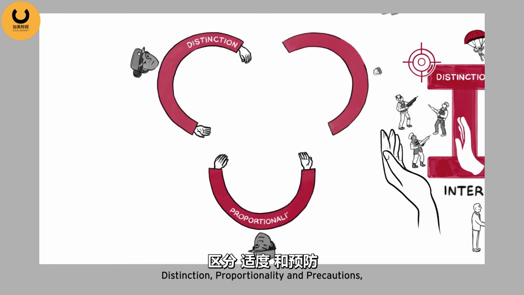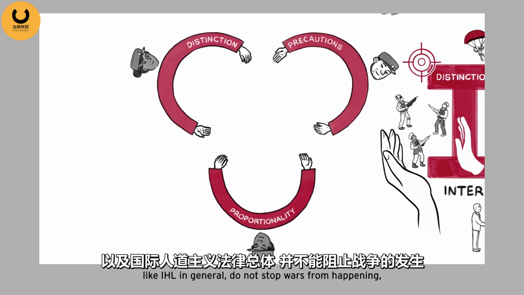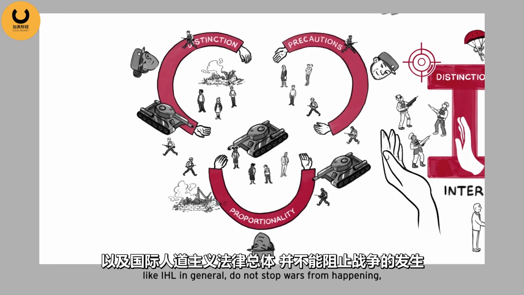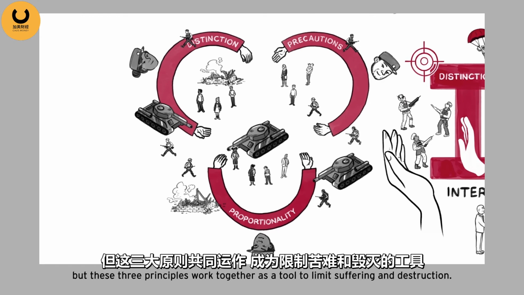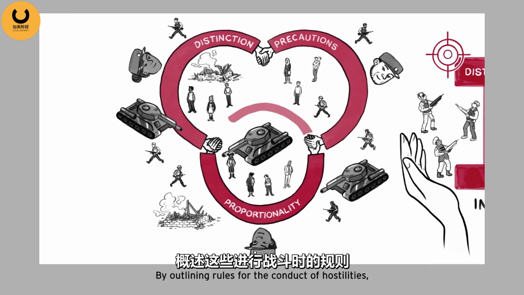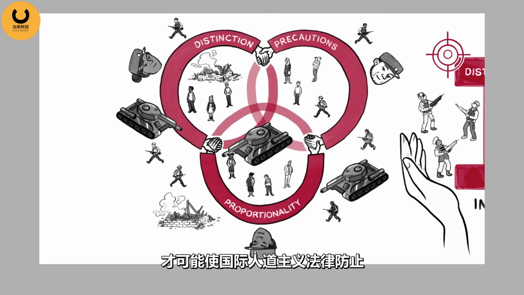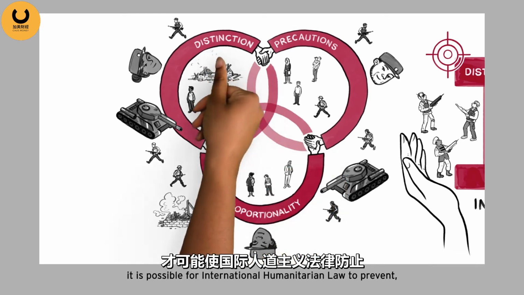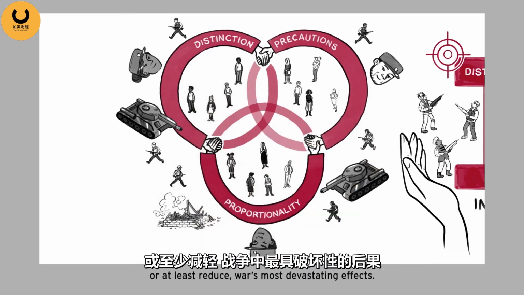Distinction, proportionality, and precautions, like IHL in general, do not stop wars from happening. But these three principles work together as a tool to limit suffering and destruction. By outlining rules for the conduct of hostilities, it is possible for international humanitarian law to prevent, or at least reduce, war's most devastating effects.